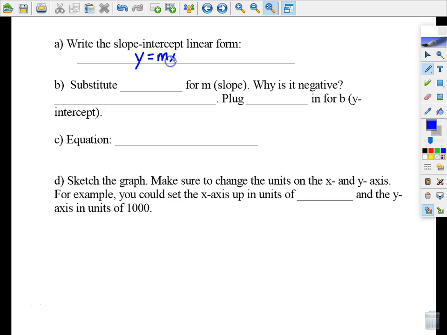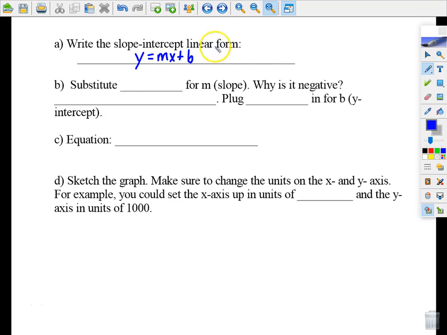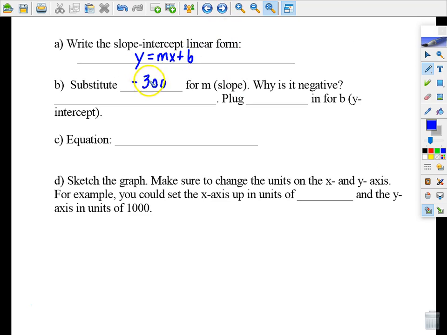Okay, so with that said, here's some review. Remember, our ultimate goal is to write an equation that looks like this. And we've already talked about it in this problem. Since our plane is descending, that has an effect on our slope because it should be a negative number. In this case, it's negative 300. The rate of change is feet per minute. So I'm going to plug negative 300 in for m, which is the slope. And why is it negative? Well, because the plane is descending.